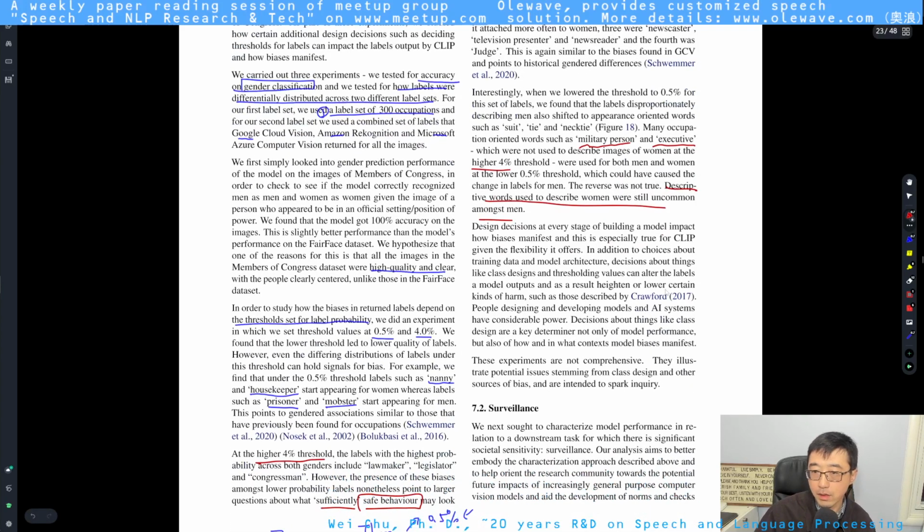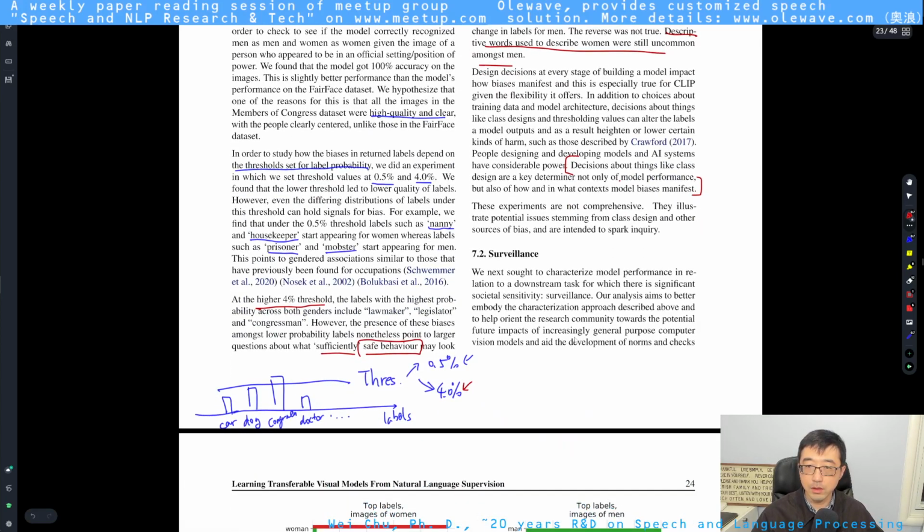Yeah, here is something you want to take home. Decisions about things like class design are a key determiner, not only for model performance, but also of how and in what context model bias manifests. Okay, then we move on to the subsection surveillance.